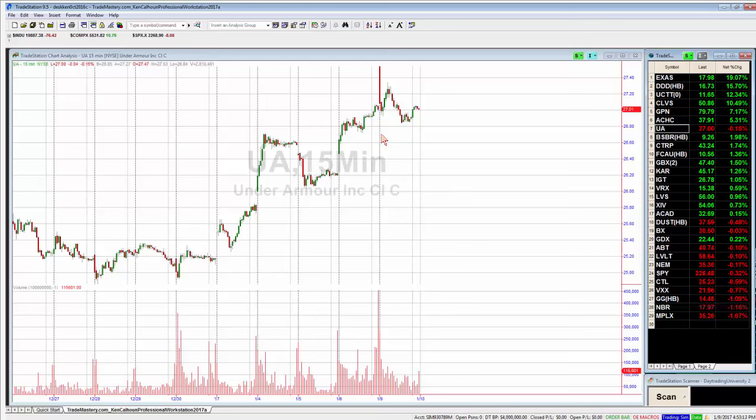Here's another good chart. Under Armour, makers of fine clothing and everything. It's when I work out at the gym, I got Under Armour gear. Anyway, minor gap continuation yesterday. Got a little bit of love today. Tried to poke its head on up to new highs. It's still in an uptrend.